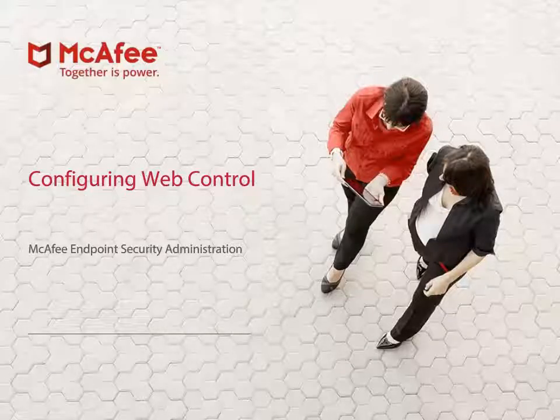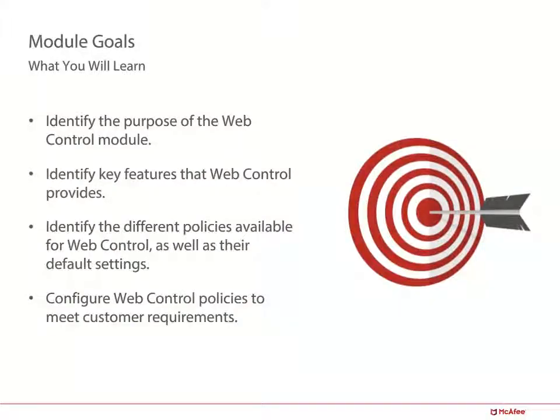In this module, we will talk about how to configure the web control for ENS. We will learn how to identify the purpose of the web control module. We will identify the key features that the web control provides. We will also identify the different policies available for the web control as well as their default settings. And then we will see how we configure the web control policies to meet our customer needs.